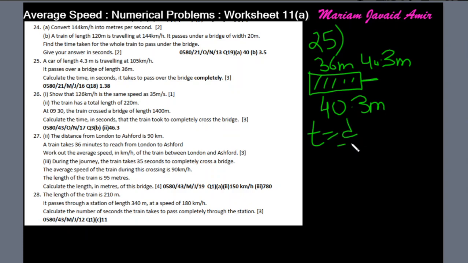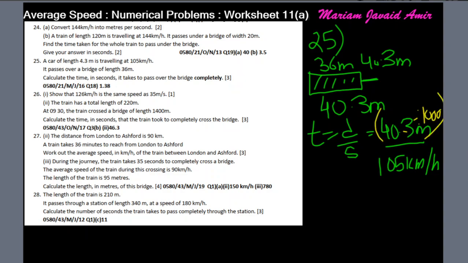Time is distance over speed, and distance is 40.3 meters, speed is 105 kilometers per hour. Now again, first we'll have to change 40.3 meters to kilometers, so divide it by 1000. So in your calculators enter 40.3 divided by 1000, then divided by 105.